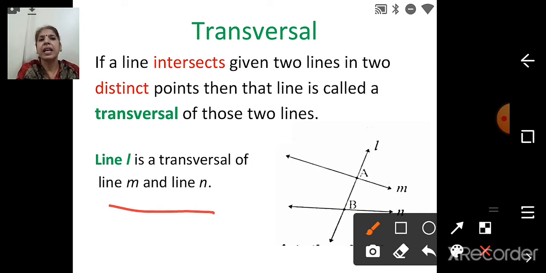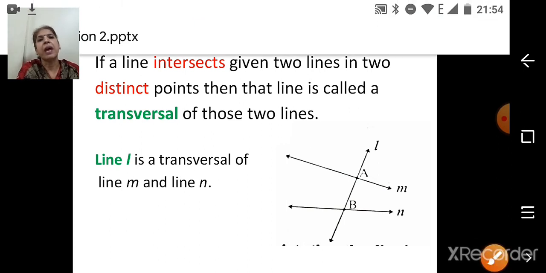When a transversal intersects two given lines, 8 angles are formed. You can see at point A, 1, 2, 3, 4, four angles are formed. Similarly, at point B, four angles. So, 8 angles are formed when a transversal intersects two given parallel lines.